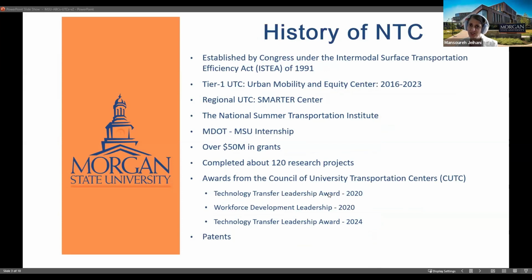So the National Transportation Center that we have at Morgan was established in 1991 based on the ISTEA of 1991, because we were earmarked. We continued having that, although our National Transportation Center was on soft money, still is on soft money, but we kept the name. We have the establishment, and the rest of those Tier 1 and regional centers that we have are all under that National Transportation Center. But currently, our biggest grant is SMARTER Center, which is the Region 3 UTC.